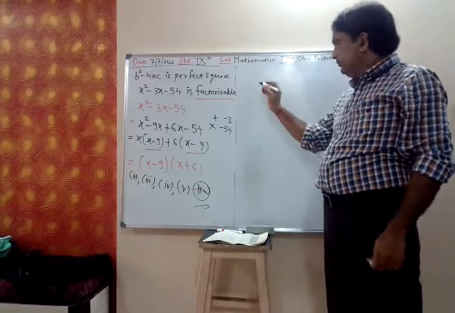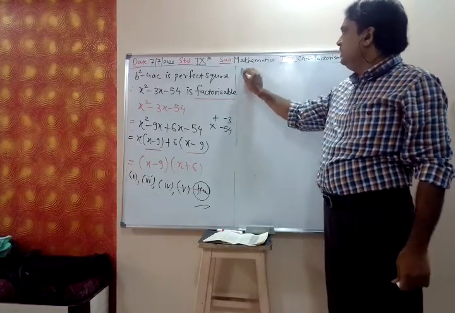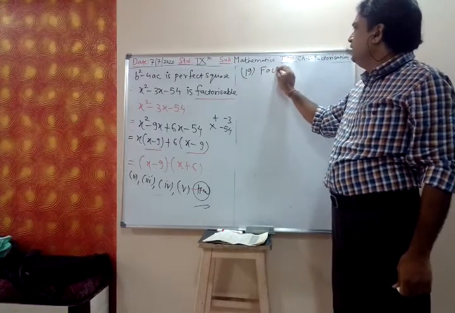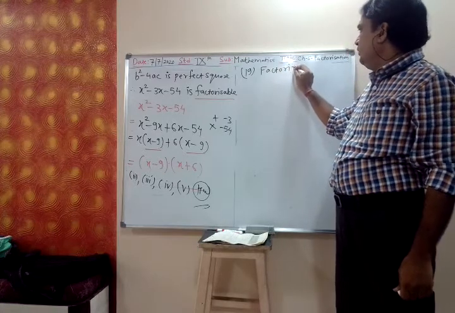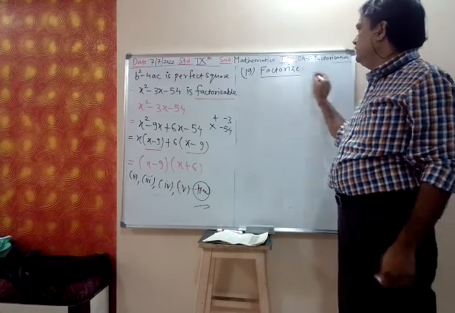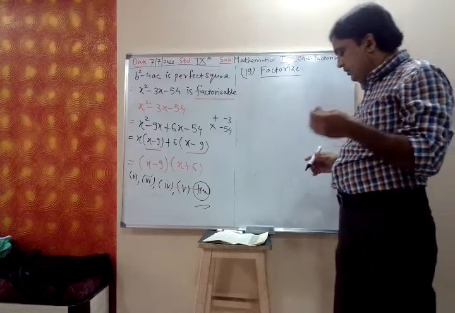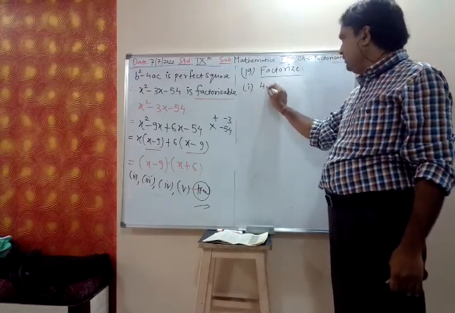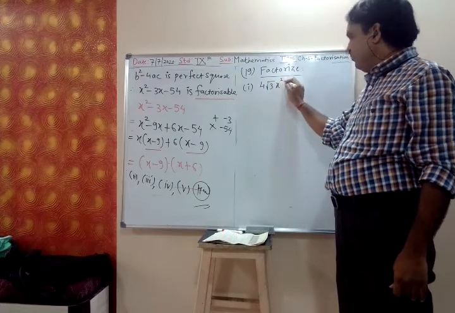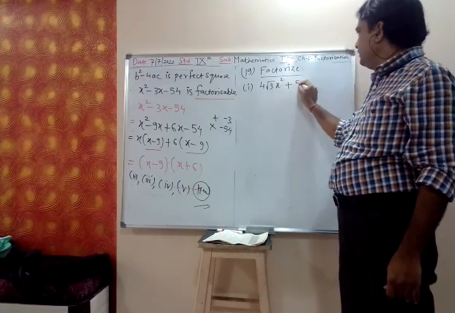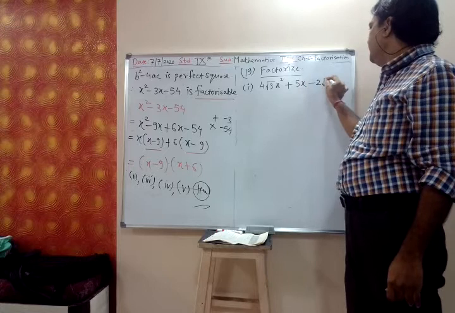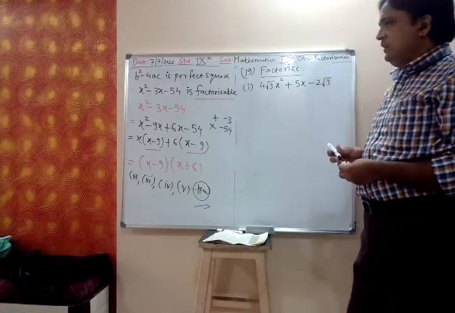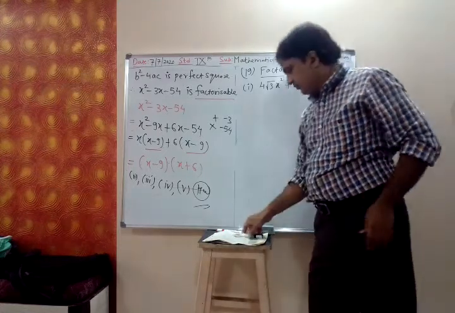Now, 19th. In 19th it is given: factorize. Now there is no such condition whether it is factorizable or not, so directly we factorize. First, 4 root 3 x square plus 5x minus 2 root 3. See, this is the quadratic equation.